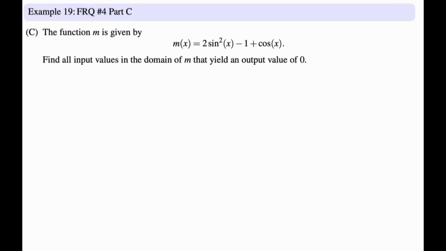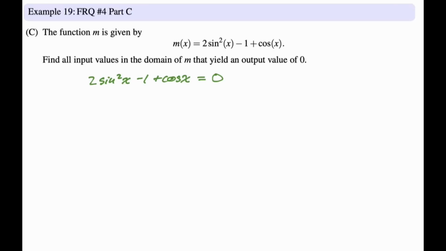I think on the real exam, they do a better job of distinguishing, like my part A had a question that's sort of similar to this, but I'm just giving you options of what I think it'll look like. So the function m is given by 2 sine squared minus 1 plus cosine. Find all input values in the domain of m that yield an output value of 0. They seem to like tangent on these problems, by the way, so I would really take a look at tangent. So first up, we just write down our equation.